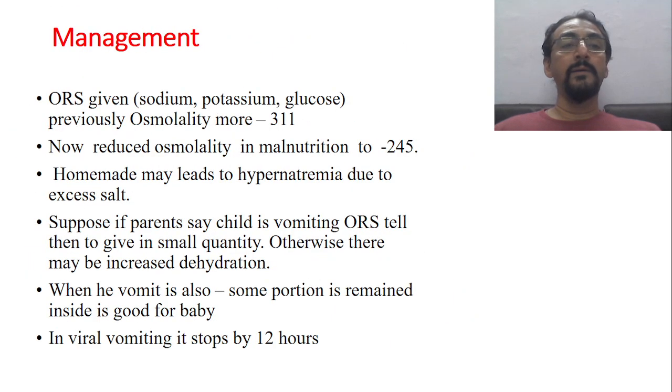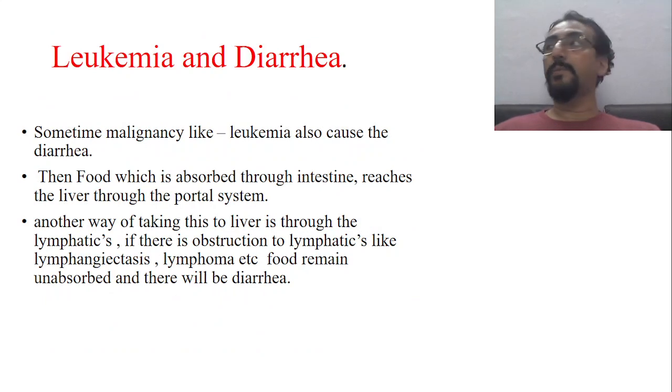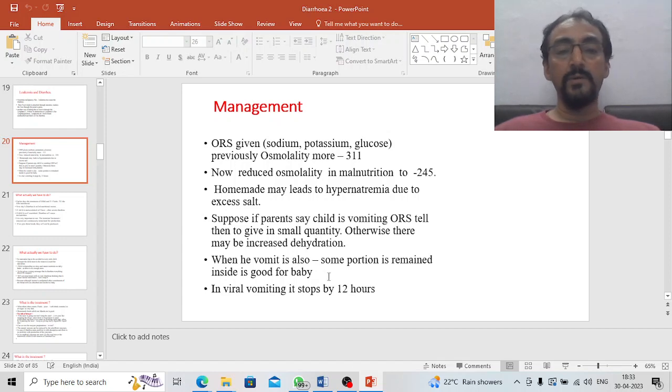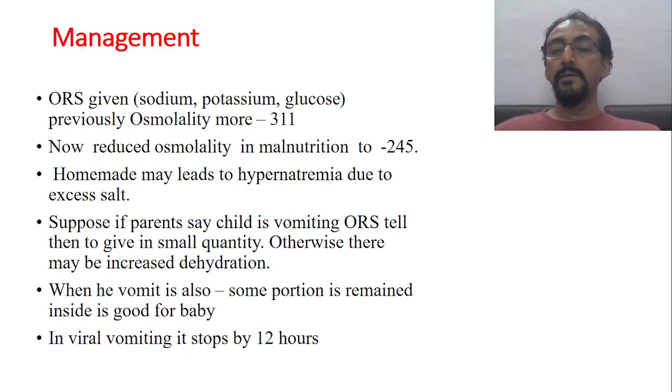And the last topic that we have covered is how leukemia or lymphoma or lymphatic infiltration occurs. In case of leukemia or lymphoma, Hodgkin's lymphoma, etc., these conditions may lead to diarrhea because of lymphatic obstruction. That was the last point that we have covered. So now we will look into management of diarrhea. Okay.